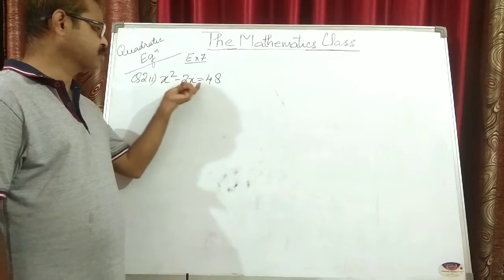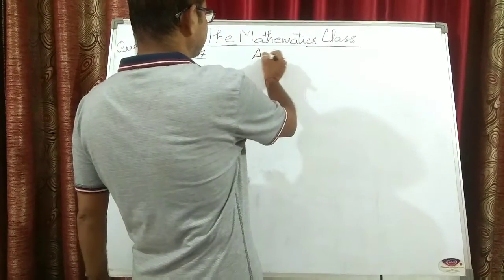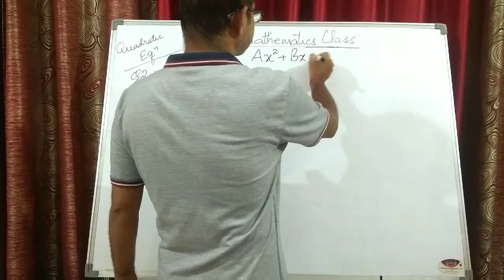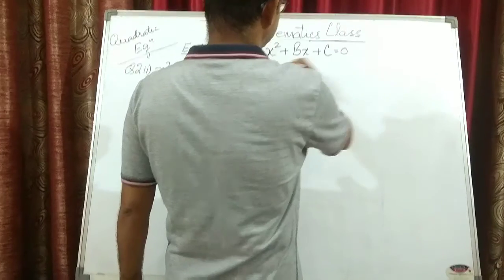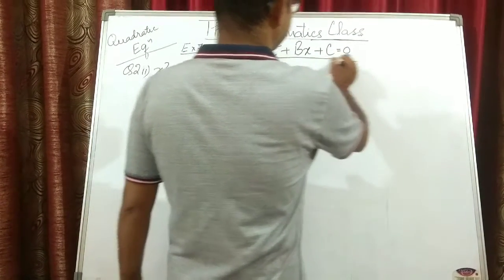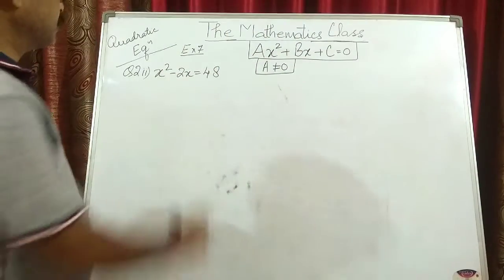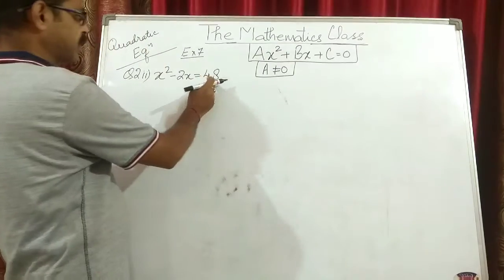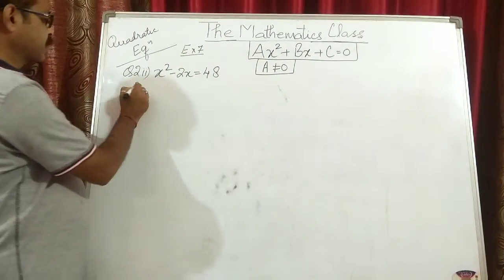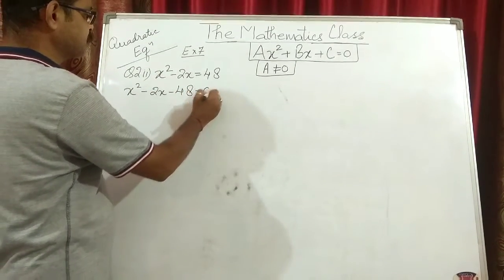It is x square minus 2x equal to 48. And you know that the general form of a quadratic equation is ax square plus bx plus c is equal to 0, where a is not equal to 0 and a, b and c are all real numbers. So first of all we convert it into this form. This 48 comes to this side, it will be minus. I am writing x square minus 2x minus 48 is equal to 0.